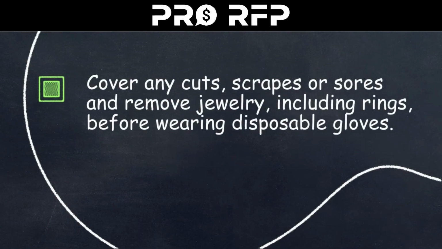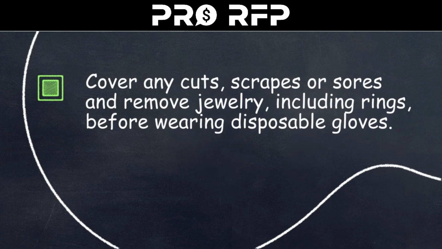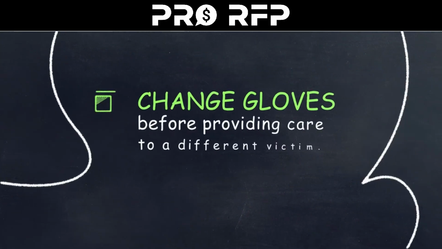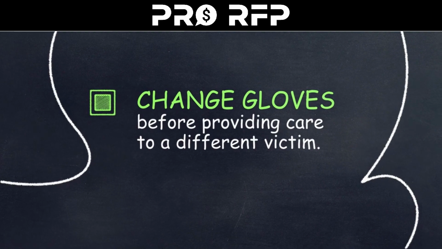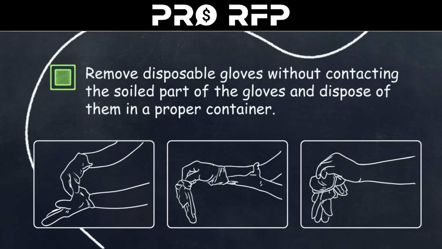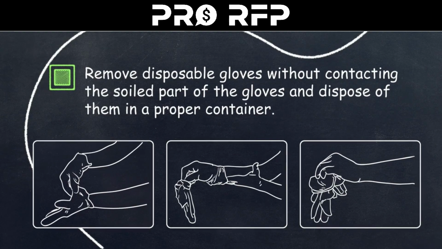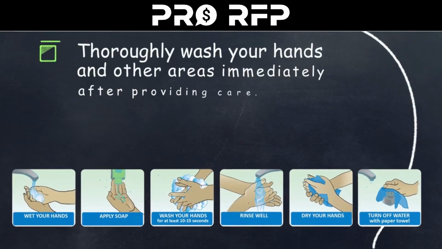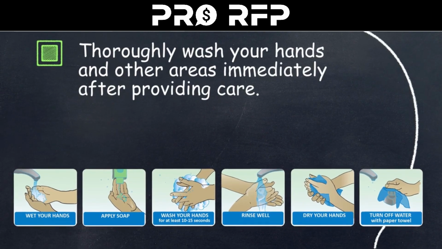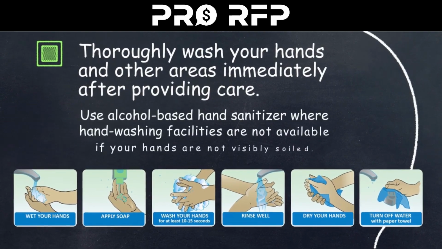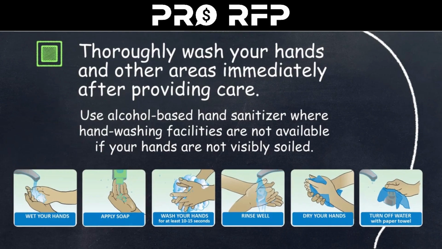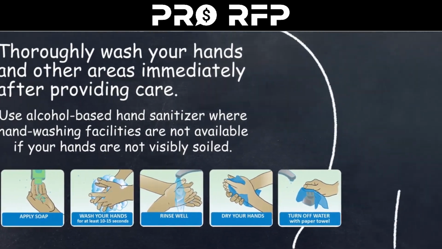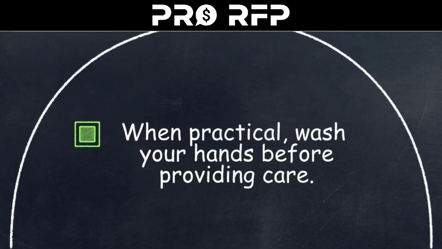Cover any cuts, scrapes, or sores, and remove jewelry, including rings, before wearing disposable gloves. Change gloves before providing care to a different victim. Remove disposable gloves without contacting the soiled part of the gloves and dispose of them in a proper container. Thoroughly wash your hands and other areas immediately after providing care. Use alcohol-based hand sanitizer where hand washing facilities are not available if your hands are not visibly soiled. When practical, wash your hands before providing care.